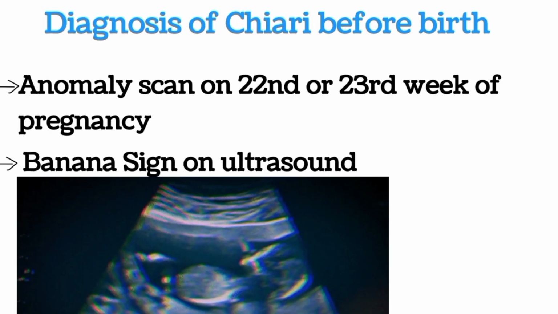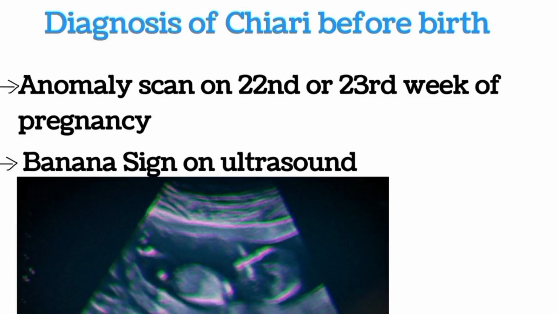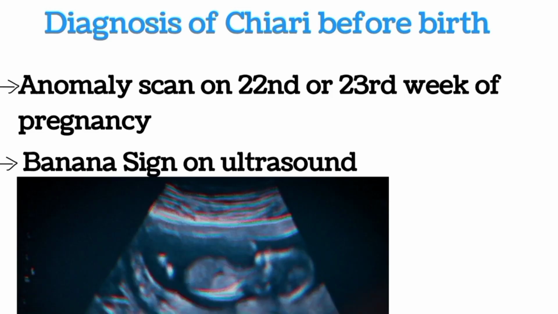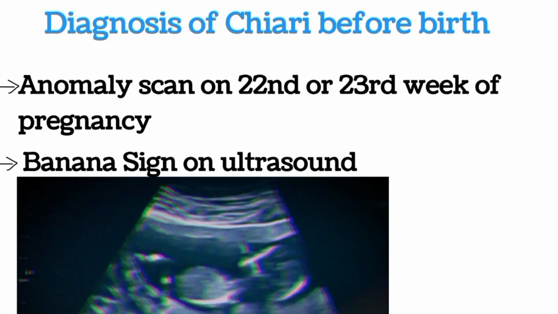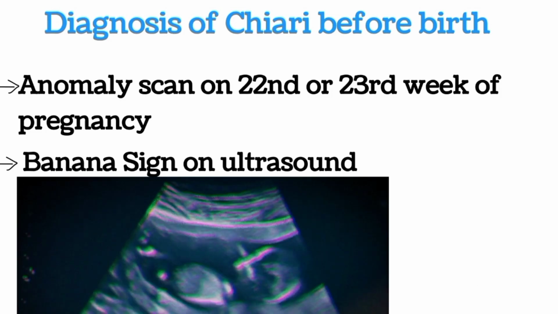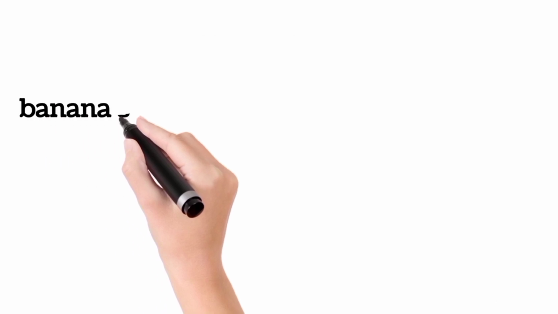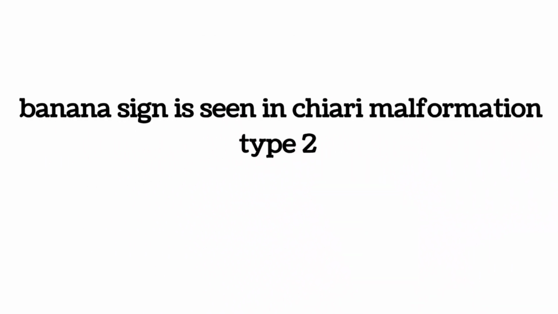This ultrasonography is vital in diagnosing the fetus with Chiari malformation because if there is a banana sign, we counsel the patients, we tell them about the condition of the fetus and possible outcome of the disease after birth. Banana sign is seen in Chiari malformation type 2. So this was all about investigations of Chiari malformation. Thank you.